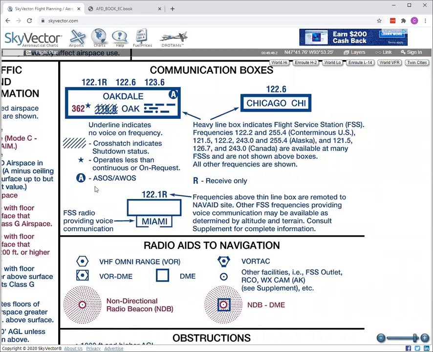If they have an A, it means that they have an ASOS or an AWOS, which is basically weather information. If they have an H, it's a HIWAS, which is for hazardous in-flight weather. So sometimes you'll see an H or an A, and you might see a question on that. It means either HIWAS or an ASOS/AWOS at that VOR.